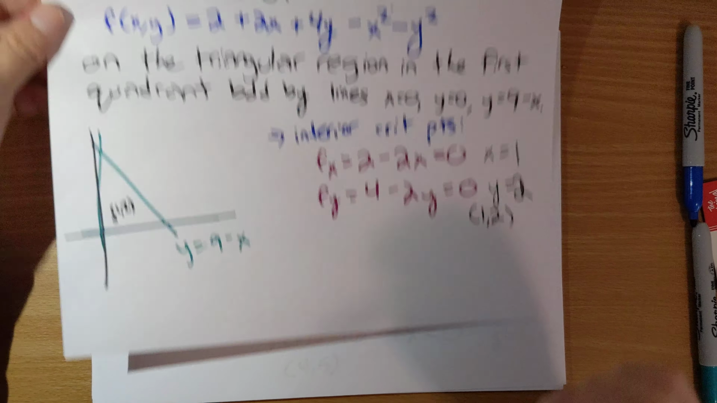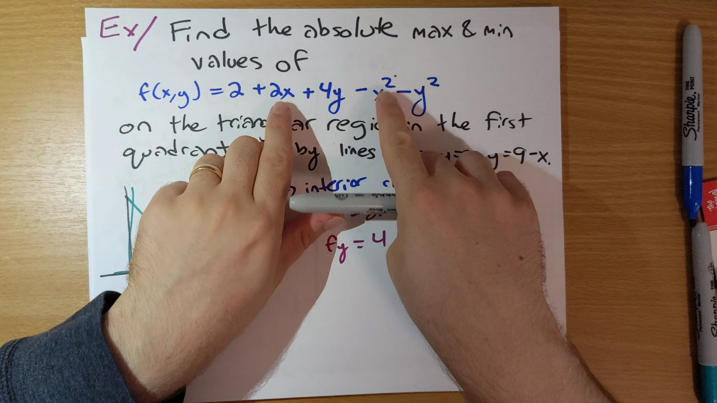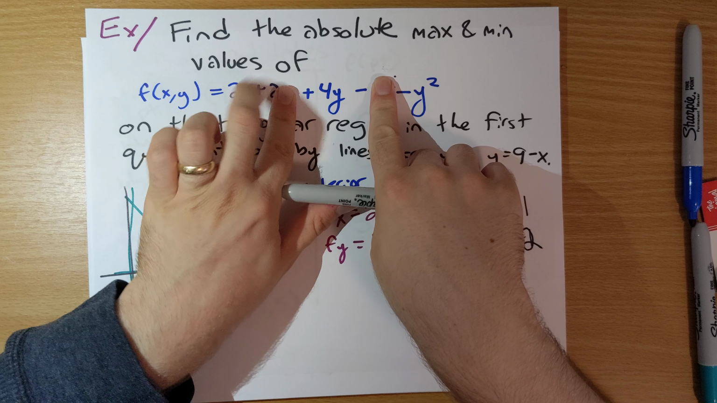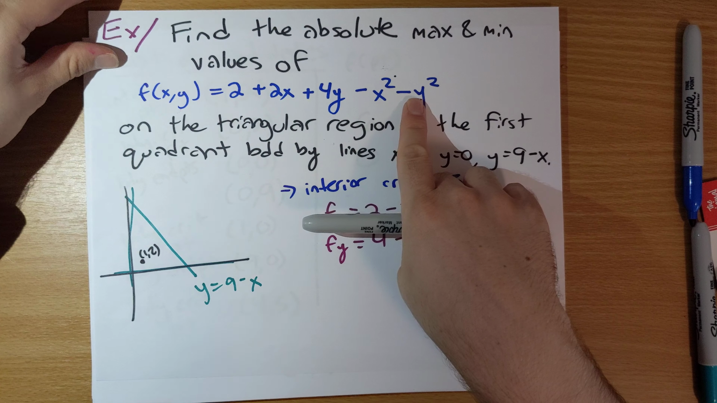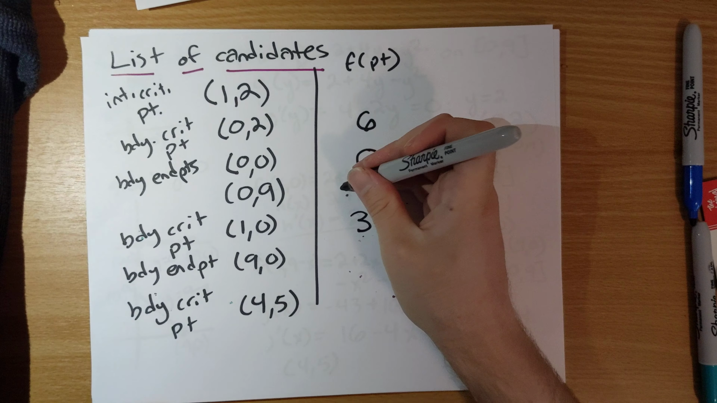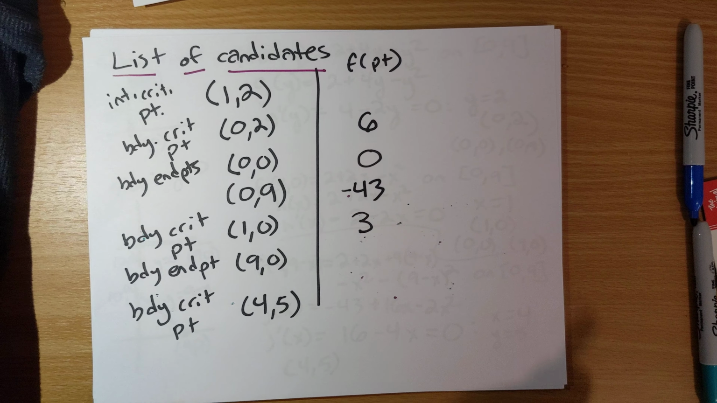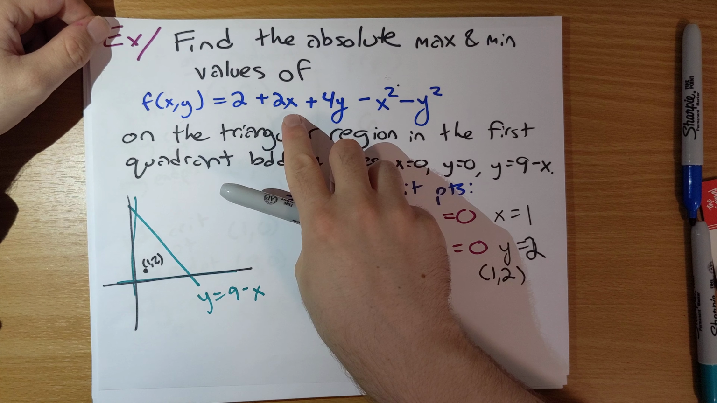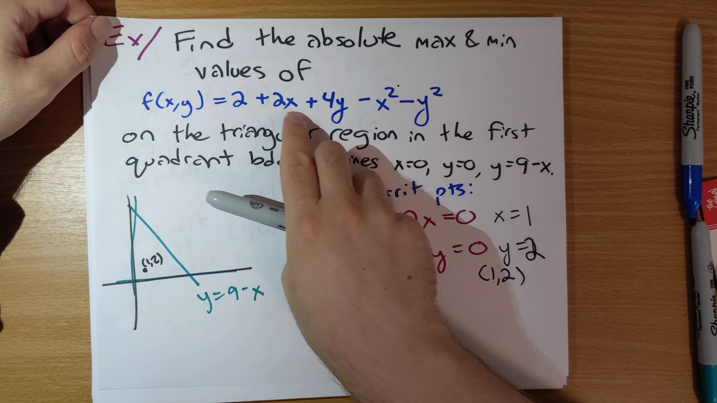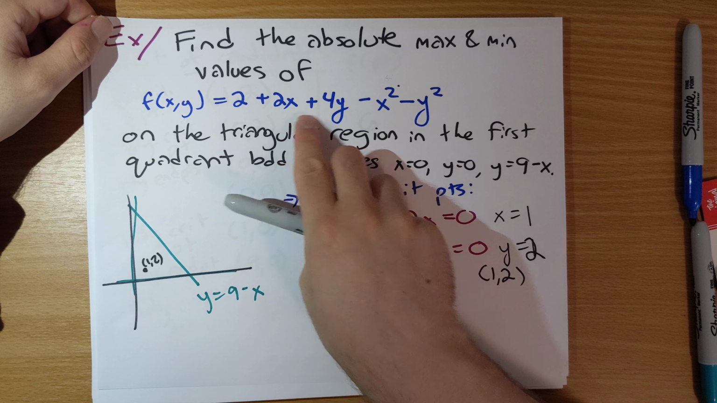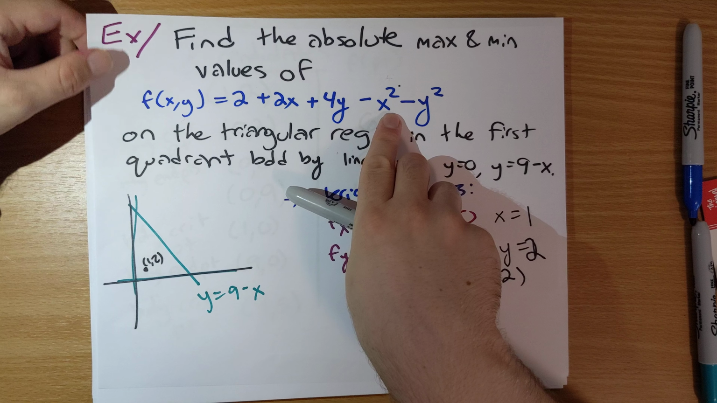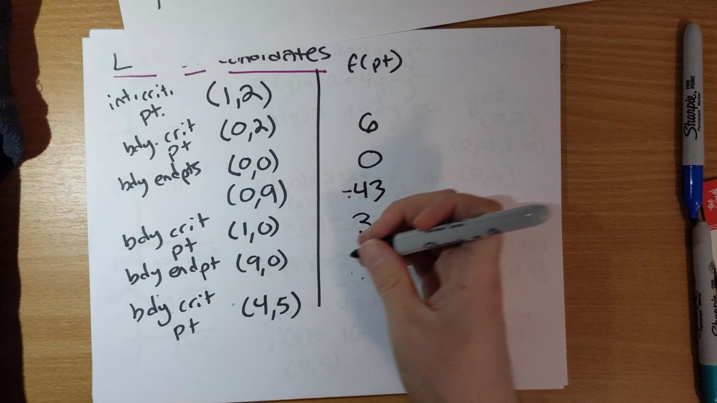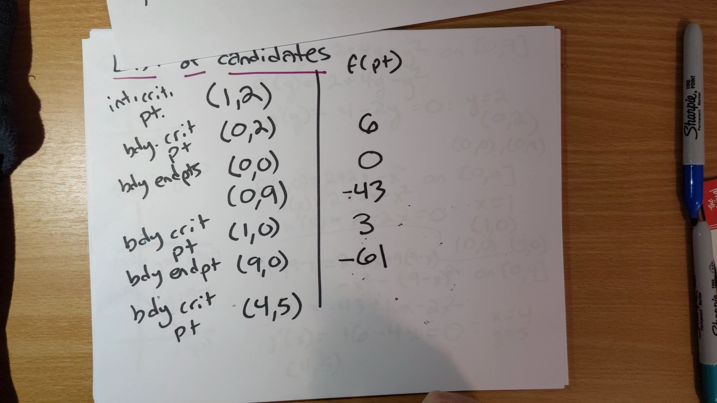0, 9. Plug in x is 0, y is 9. So those go away. 2 plus 36 is 38. Minus 81 is minus 43. That's pretty small. 9, 0. So let's plug in x is 9, y is 0. 2 plus 18 is 20 plus 0. Minus 81. 20 minus 81 is negative 61. Minus 0. So that's even smaller.